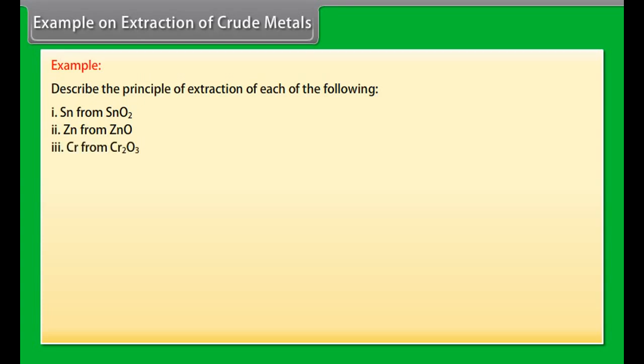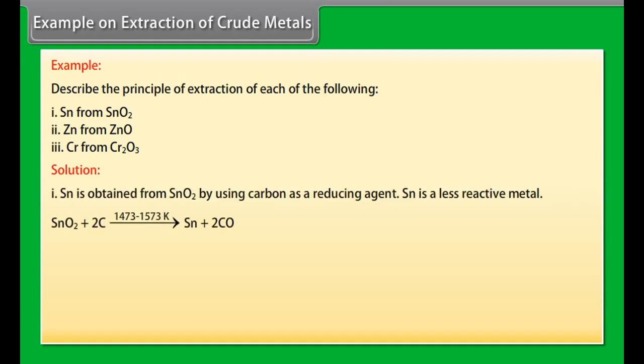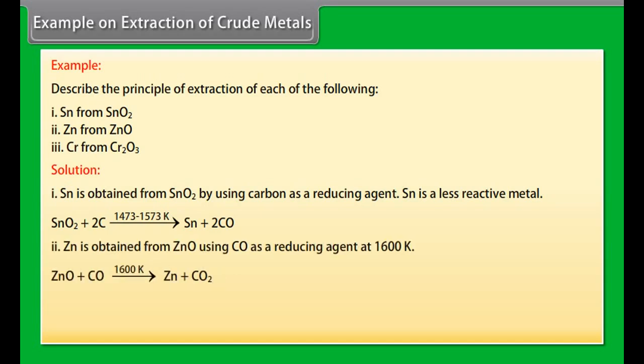Reduction of oxide to metal. The process of converting metal oxide into metal is called reduction. It needs a suitable reducing agent depending upon the reactivity or reducing power of the metal. For example, carbon, carbon monoxide, aluminium and magnesium.